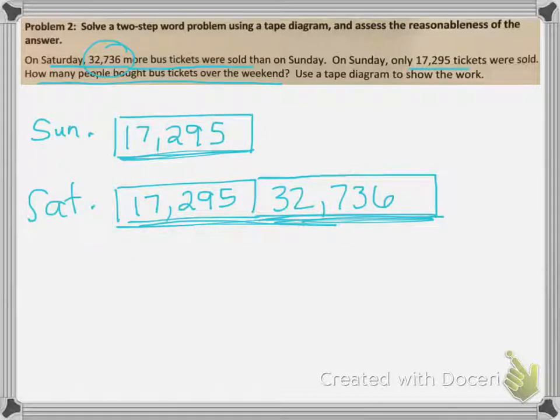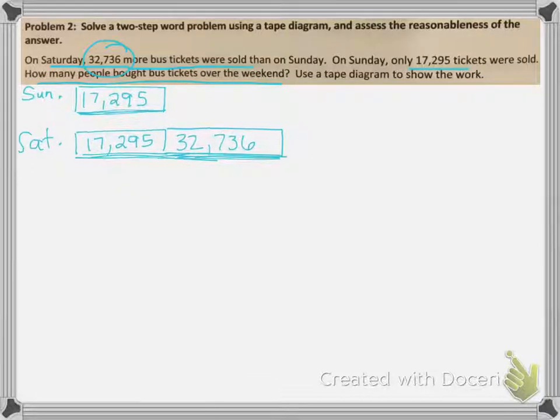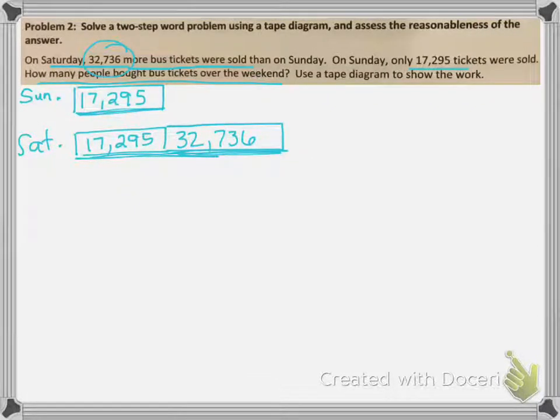I am going to go ahead and shrink my tape diagrams down so that I have a little extra space to work here. I think I'm going to start by adding Saturday together. Oh, I forgot to do one more thing. I forgot to label. I'm going to label this, let's see, B for bus tickets. Total amount of bus tickets. I think I'd like to figure out the total amount that they sold on Saturday. So let's start with that.